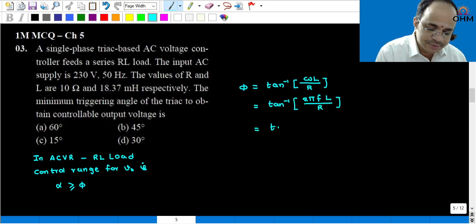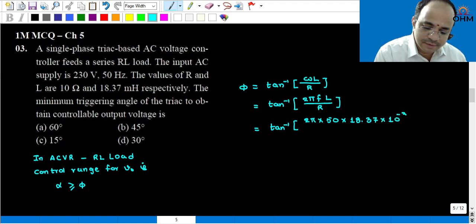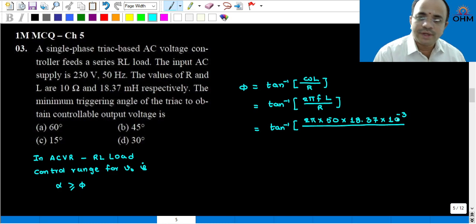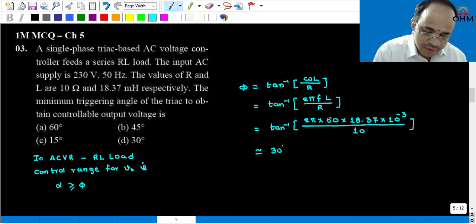Now let us substitute the data. 2 pi into frequency is 50 Hertz, inductance is 18.37 into 10 power minus 3 because it is given in millihenry, divided by 10 ohm. So if you calculate this value, it will come around 29.99. I can round it off to 30 degree.